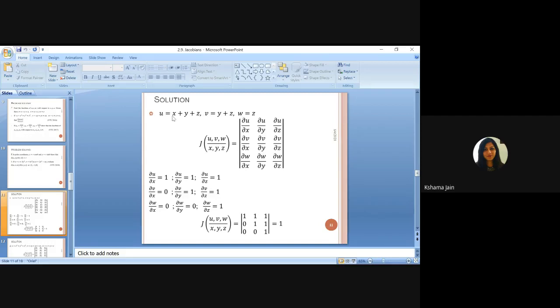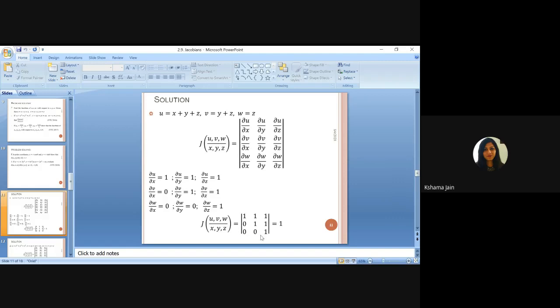If differentiated with respect to x, so 1, this will be 0, 0. Okay, so 1. Same with respect to y, 1 only, with respect to z only 1. Here x is not there, so 0, 1, 1. And for w, x and y are not there, so 0, 0, 1. Like this, we will put it into this.